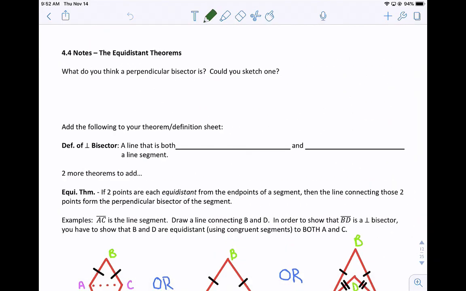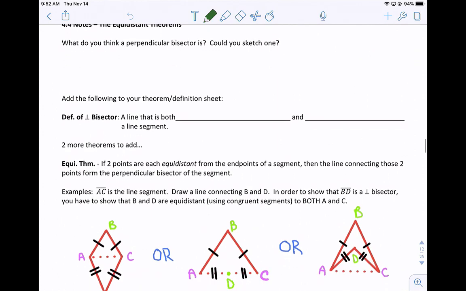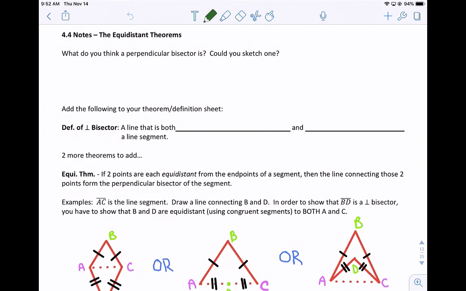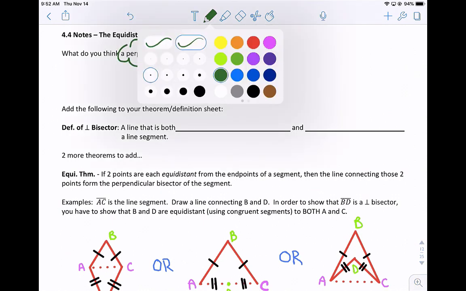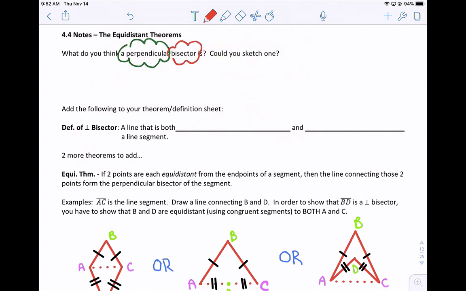In section 4.4, we're going to look at equidistant theorems. For the warm-up, what do you think a perpendicular bisector is? Do you think you could sketch one? So we have two words here. We have perpendicular and we have bisector.